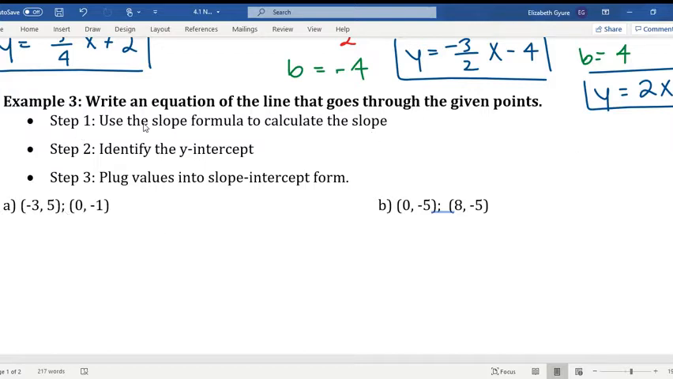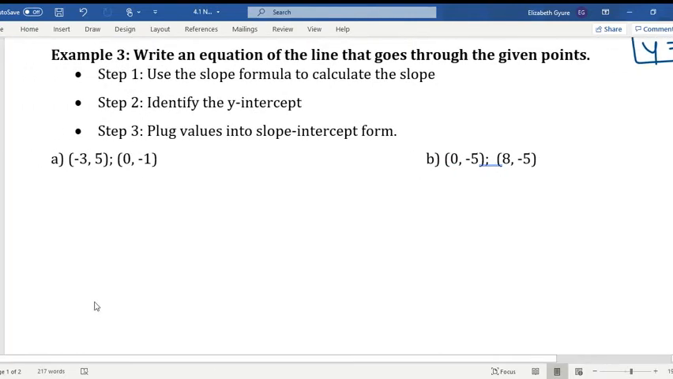So this says, step 1, use the slope formula to calculate the slope. Because if you look, is there anything here that says m equals? And can we count it out? No, we have to use our slope formula, which I have written up above if you need to look. Step 2 is to identify the y-intercept. One of these points here is actually the y-intercept. And then you plug the values into the slope-intercept formula. So there's really one extra step here, and that's you got to find your slope. So we are going to do that first. We're just going to take our steps in order.